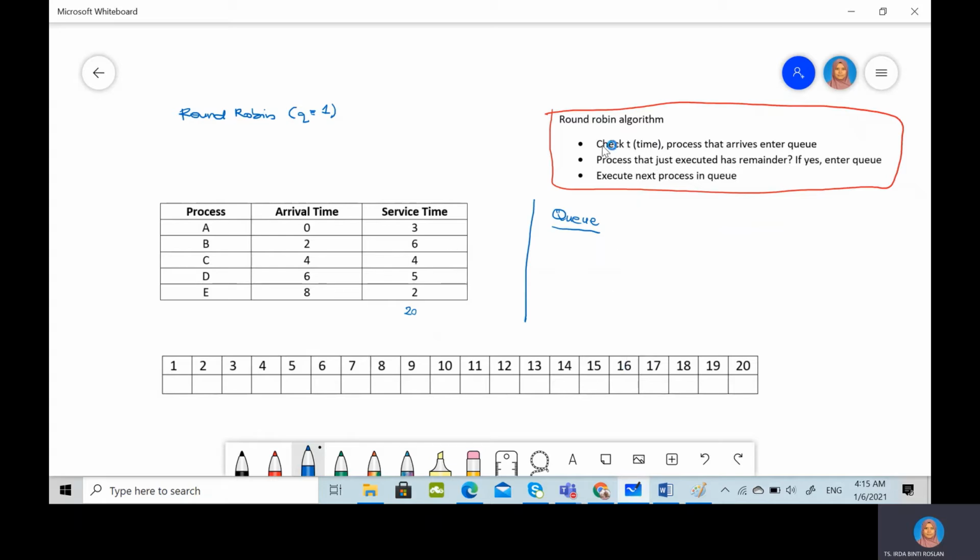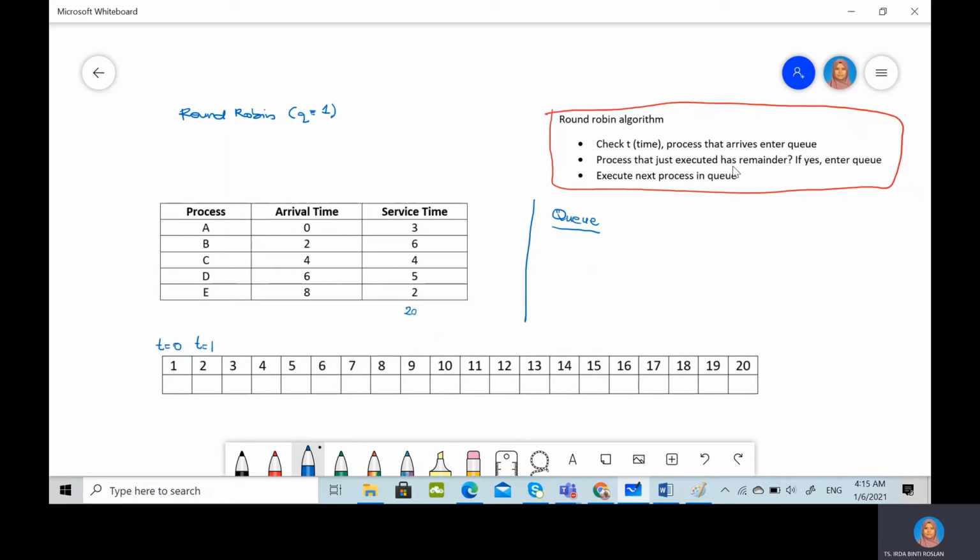First, we check T, or the time. Even though we have 20 service time, for the first slot, T, the time, equals 0, and this is where time equals 1. The numbers 1, 2, 3, 4, 5 until 20 are just slots, but the time is actually 0 for the first slot, then time equals 1, time equals 2, and so on. The final one will be time equals 19.